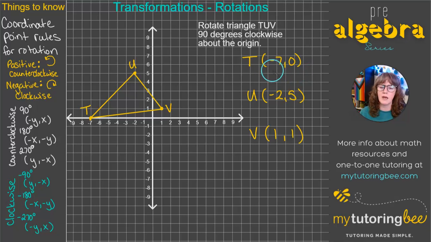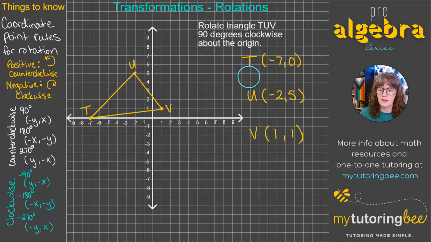Okay, so I already have the coordinates of all of my vertices listed out over here, and I'm just going to go ahead and use this rule for clockwise rotation, 90 degrees. So what's going to happen with my X and Y is that they're going to switch places, and my X is going to be negative. And I do have a really great way of remembering how to do all of these that I will show you at the end of the video, so stick around for that.